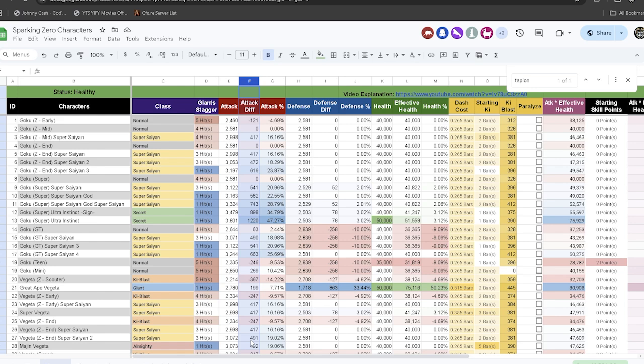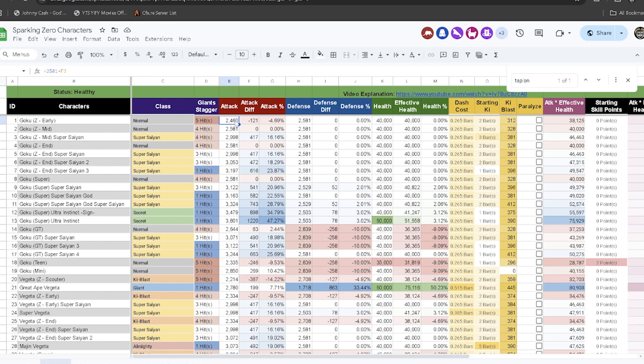So now we're going to combine it into one shortcut, so that way you can have access to all the different documents in one link. I think that's very convenient. So here we go. So, attack difference. This is 2581, our base stat for attack and defense. So if you see the defense difference at 2581 is 0, the attack difference is 0. Therefore you have a 0% attack difference, 0% defense difference.